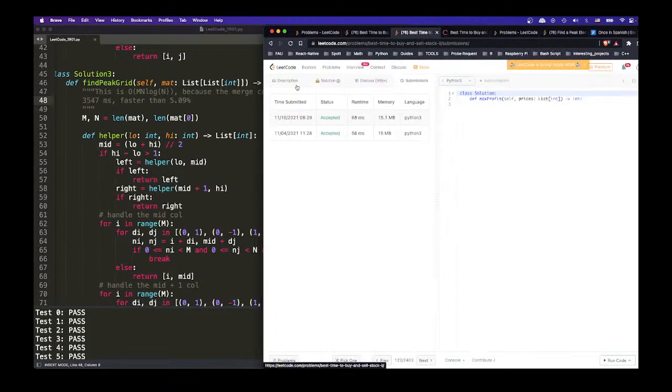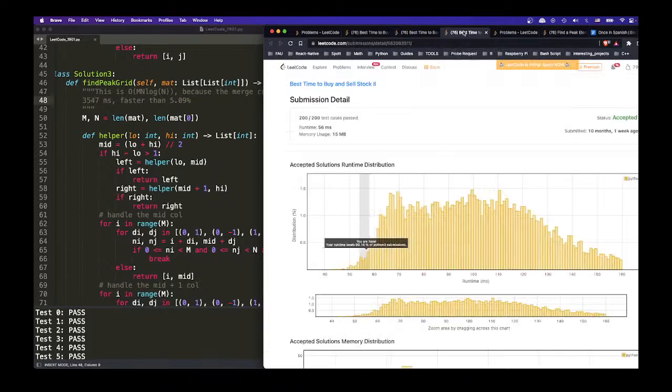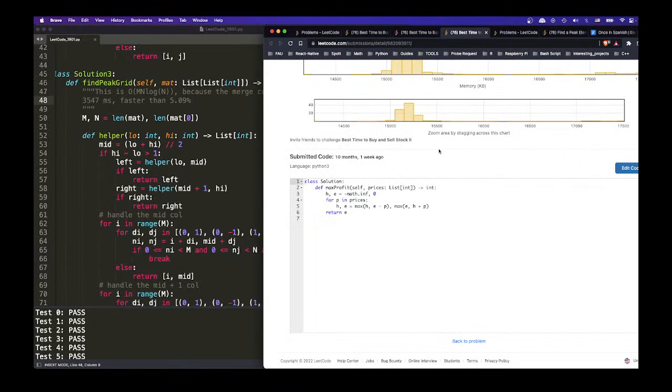Now, what is this problem? This is, you can hold at most 1 share at any time. Oh, this is hold at most 1 share. That's different, but we can take a look. Yeah, this is what I had in mind. Except holding state is minus. Oh, I got these 2. Yeah, this is what I have.